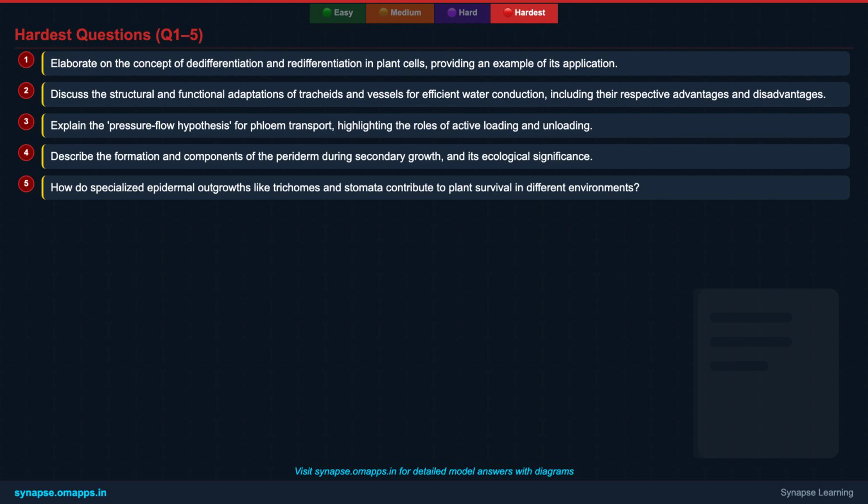Fourth, describe the formation and components of the periderm during secondary growth and its ecological significance. And fifth, how do specialized epidermal outgrowths like trichomes and stomata contribute to plant survival in different environments? Take your time to formulate comprehensive answers.